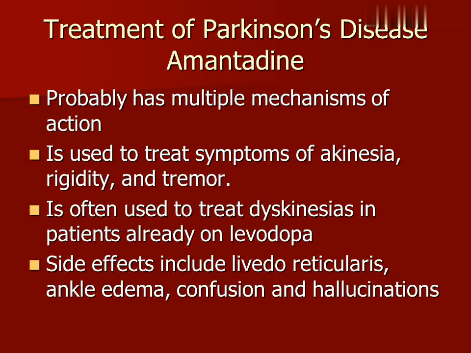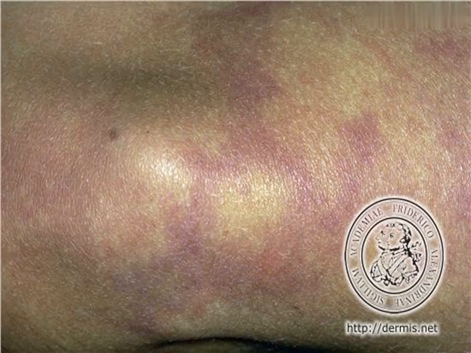Amantadine probably has multiple mechanisms of action. Is used to treat symptoms of akinesia, rigidity, and tremor. Is often used to treat dyskinesias in patients already on levodopa. Side effects include livedo reticularis, ankle edema, confusion and hallucinations.